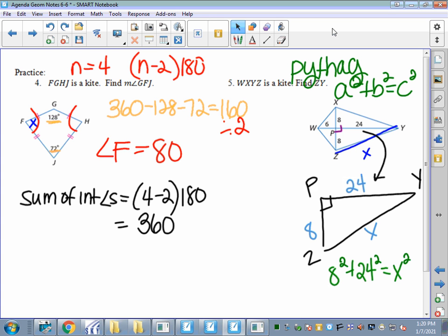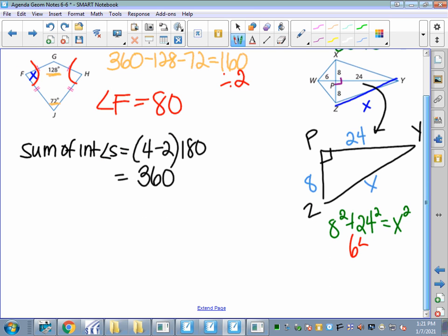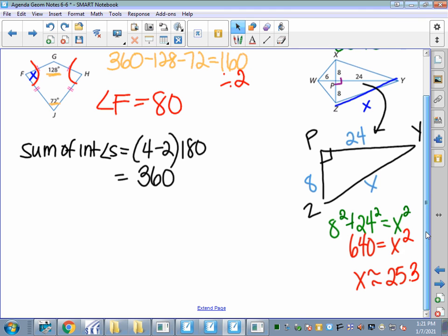We pull in a lot of stuff from other classes from earlier in the year, and you have to be able to go back and rethink those things. And when I did this problem, I ended up with 640 is equal to X squared. So then, of course, I'm going to square root that because nobody ever asked what X squared is. And I believe it comes out to approximately 25.3. Tell me if I did it wrong, but I think that's correct.